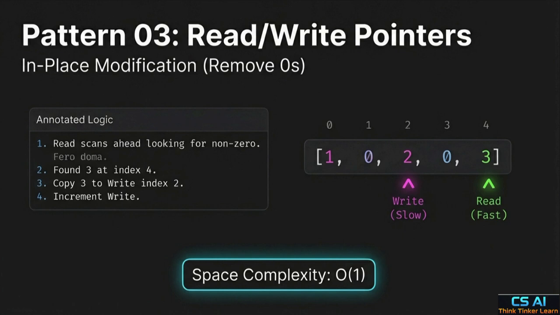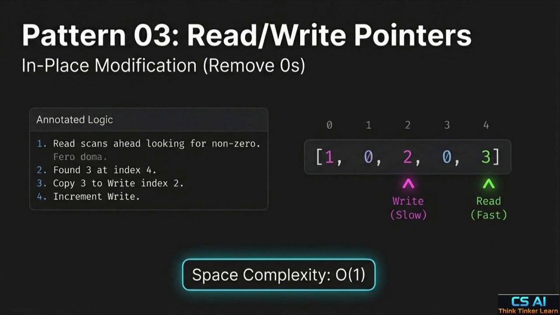The third pattern involves using read and write pointers for in-place modification. This is essential when you want to keep your space complexity at O(1) by not using extra arrays. A common example is removing all zeros from an array while maintaining the order of non-zero elements. We use a fast read pointer to scan ahead looking for non-zero values. Meanwhile, a slow write pointer stays behind to mark where the next non-zero value should be placed.